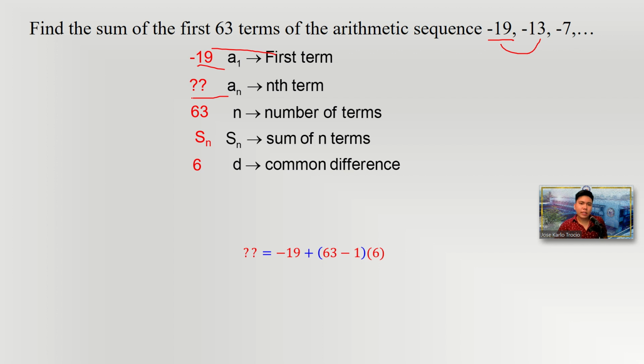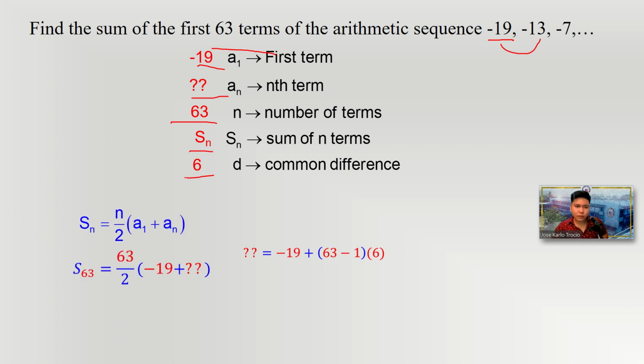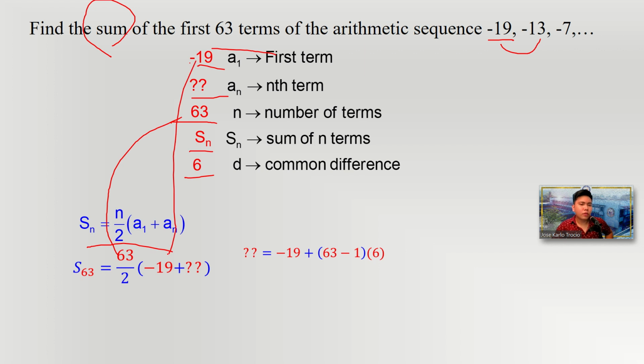We are looking for A sub n. We do not know what is the value of the 63rd term. The number of terms is 63. The sum of terms, we do not know. We are looking for that. Since we are looking for the sum, we are going to use this equation. We only have n and the first term, but we do not know the A sub n.